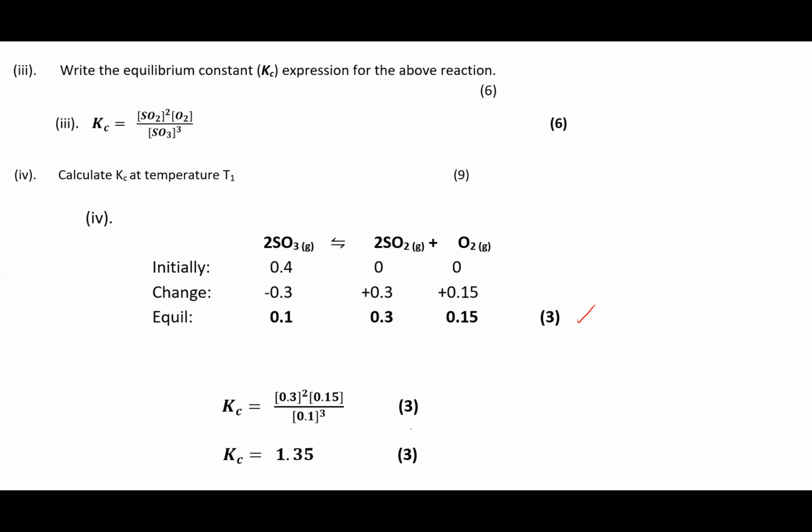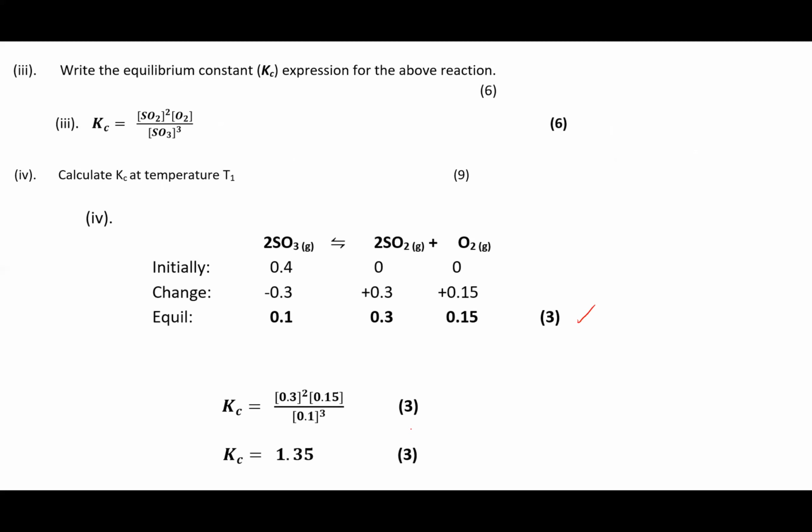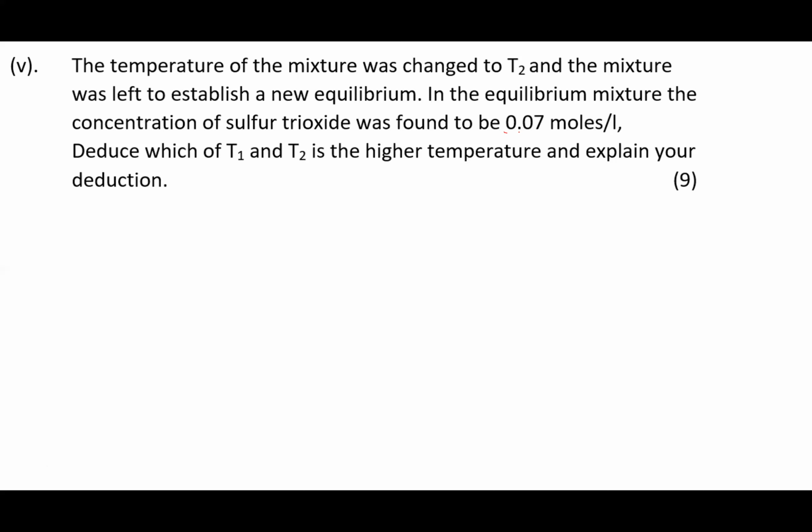Okay. Then on to the last part, which was about the temperature. The temperature of the mixture was changed to T2, and the mixture was left to establish a new equilibrium. In the equilibrium mixture, the concentration of sulfur trioxide was found to be 0.07 moles per liter. And we saw previously that the equilibrium concentration of SO3 was 0.1, okay? So that has reduced the equilibrium concentration of SO3. Deduce which of T1 and T2 is the higher temperature and explain your deduction.